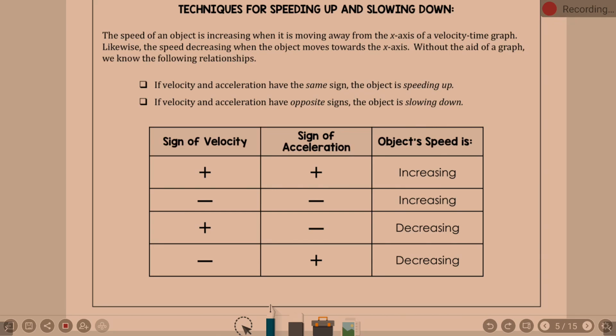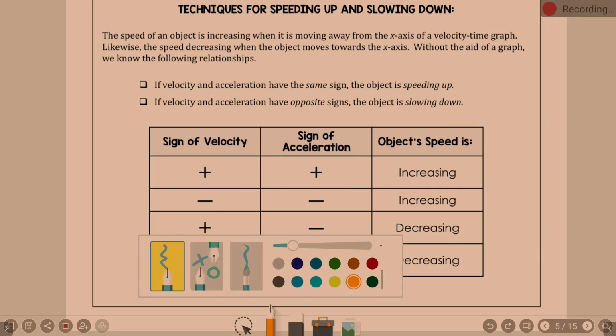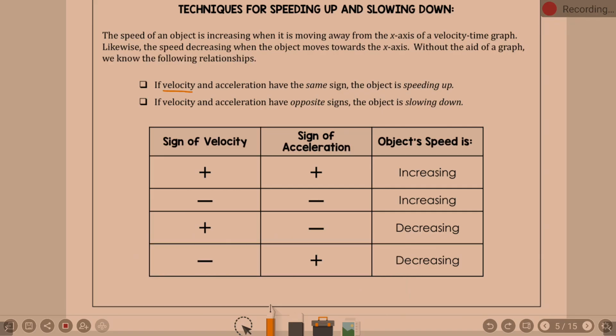Now, with this in mind, the speed of an object is increasing when it's moving away from the x-axis of a velocity-time graph. Likewise, the speed is decreasing when the object moves towards the x-axis. Without the aid of a graph, we know the following relationships. If velocity and acceleration have the same sign, the object is speeding up.